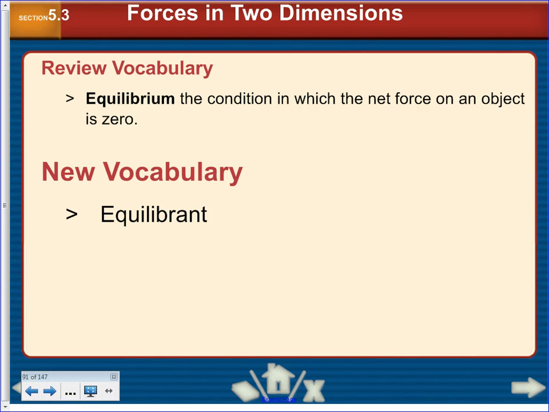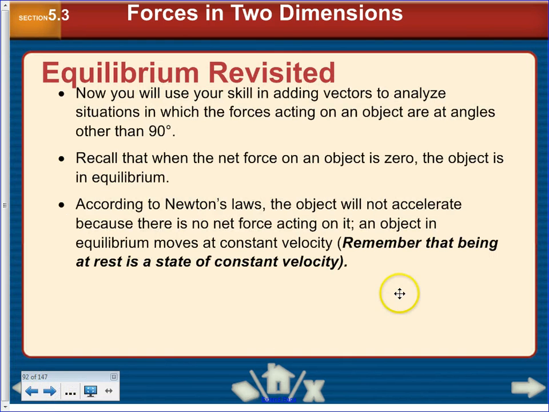Again, equilibrium is when the net force on the object is 0. So you can use your skills by adding vectors to analyze a situation when the forces are not at 90-degree angles. Remember, when the net force is 0, then the object is in equilibrium. If the object is in equilibrium, one of two things: it's either at a constant velocity or it's standing still. In other words, it's not accelerating or slowing down or turning. Remember that being at rest is a constant velocity; it just happens that that velocity is 0.